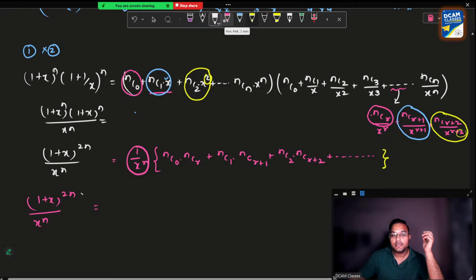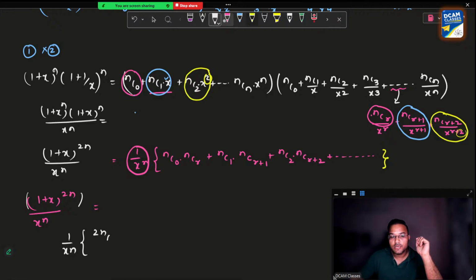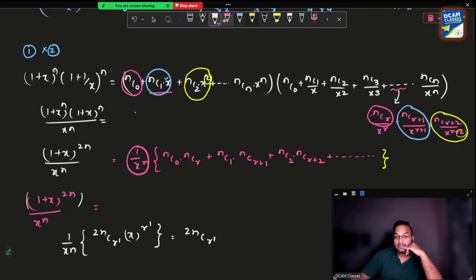From this left part, 1/x^n is there already. I'm taking any r'th term, r' term. So it will be 2nCr' x^r'. Okay. So 2nCr' x^(r' - n) is there. This is any r' term in the left side, but this thing should be equal to 1/x^r.